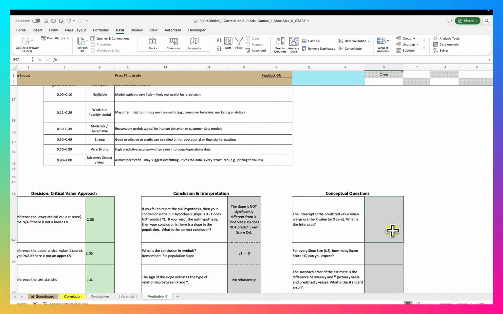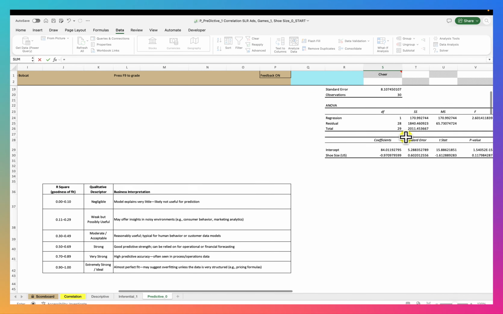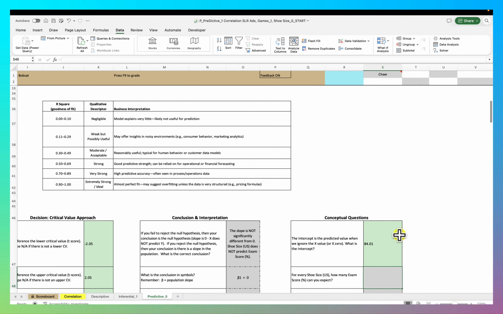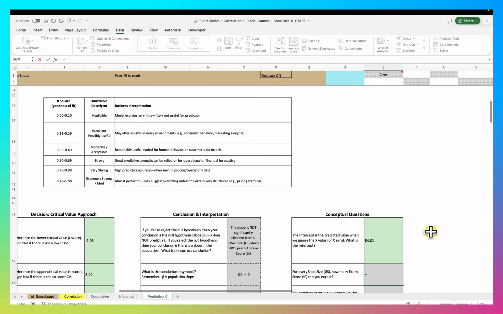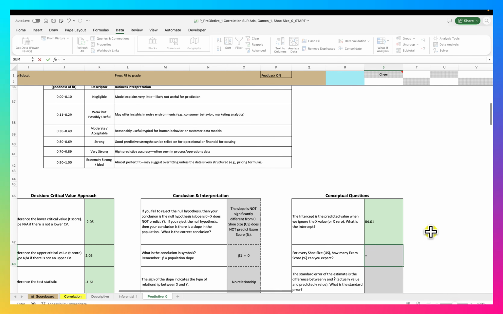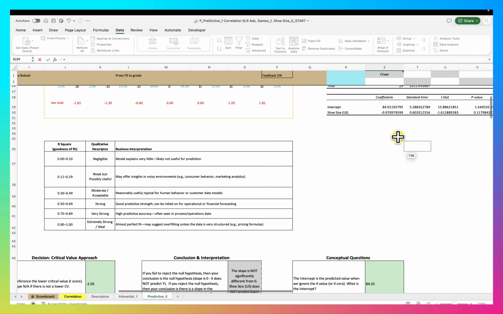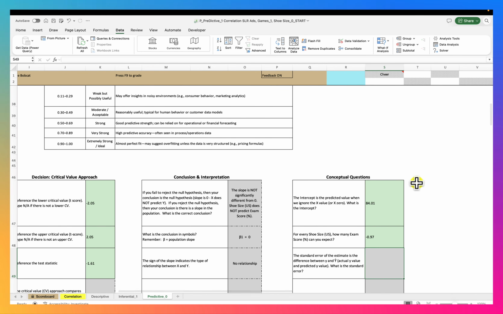Okay, the predicted value. What's the intercept? Well, the intercept we get off the data output. Can you expect for every shoe size? How many exam scores can you expect? So this is simply the coefficient. If it were predictive, it's not. So again, in a problem where we reject the null, this would be meaningful. It's not really here.